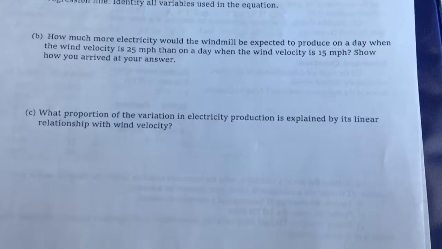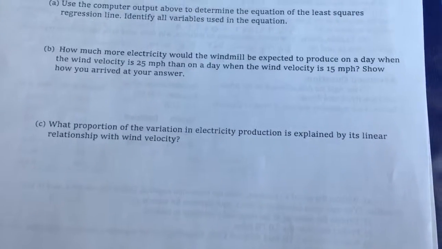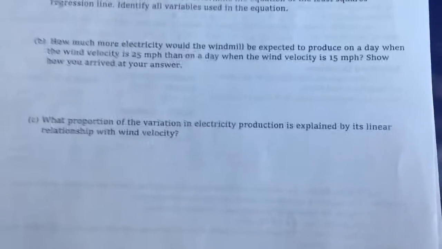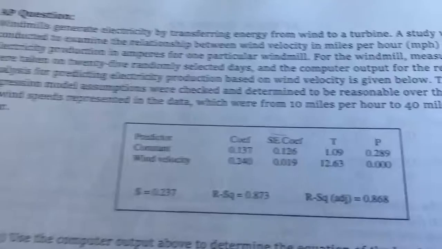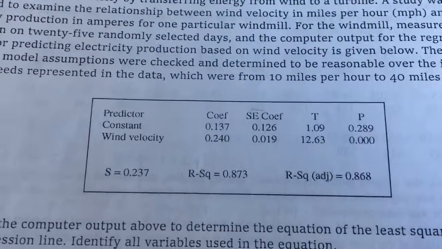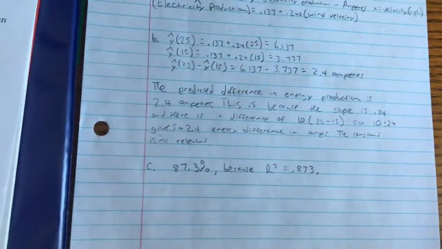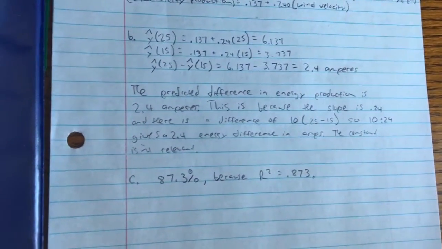somewhat easy. It's just asking what the proportion of the variation in electricity production is explained by the linear relationship with wind velocity. So in simpler terms, it's just asking what the coefficient of determination is. And we see right here that that's going to be our r squared value, and it does appear on the computer output screen, r squared 0.873. And so the answer is merely 0.873, or rather 87.3% of the variation is explained by that coefficient of determination.